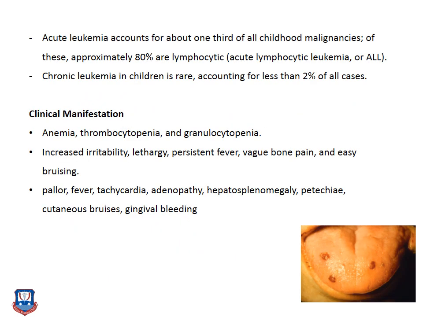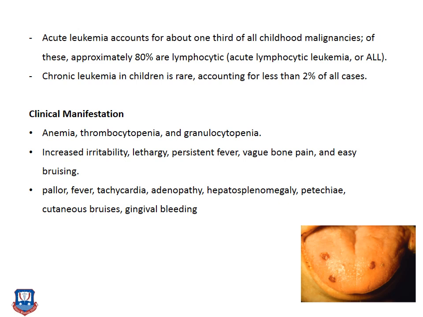Acute leukemia accounts for about 1/3 of all childhood malignancies. Of these, approximately 80% are the lymphoblastic or lymphocytic type, that is acute lymphocytic leukemia or ALL. Chronic leukemia is rare in children, accounting for 2% of all cases. So basically children will have the ALL type more, while the chronic type is rare in children.